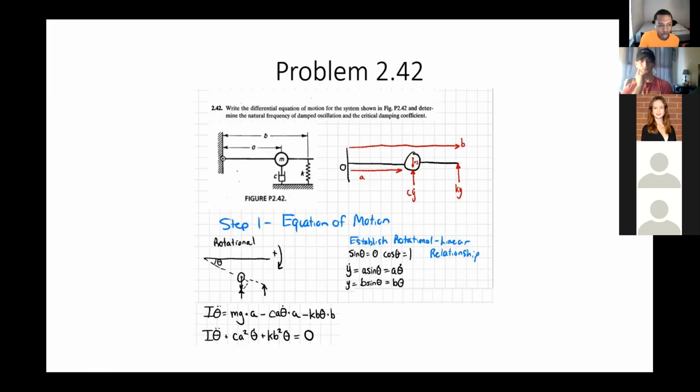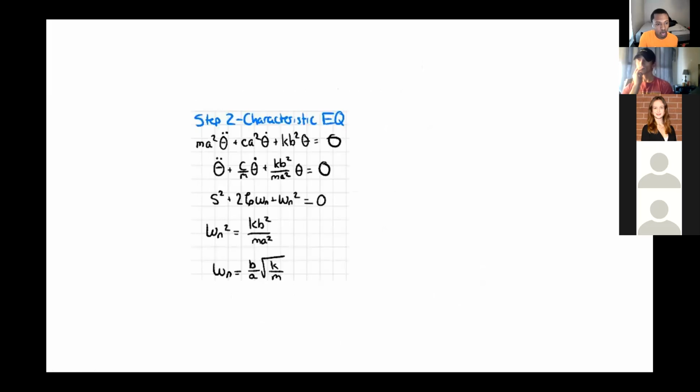But yeah, so you take your moment around that origin point, and then our next step would be to compare that to our characteristic equation. So we want to get it in terms of the characteristic equation. And what you'll find is if you write this in terms of x dot or theta dot, you should get the same answer, like when comparing them to the characteristic equation.